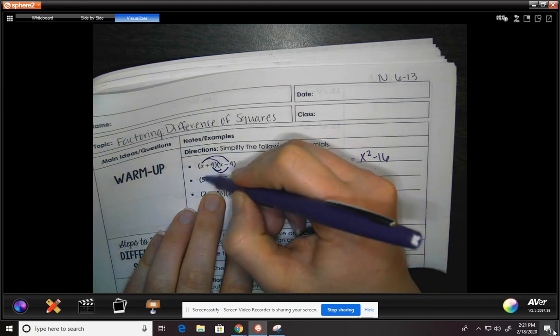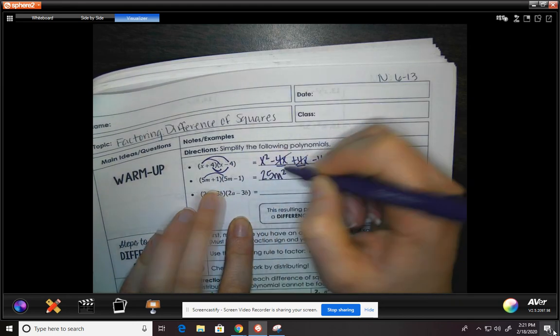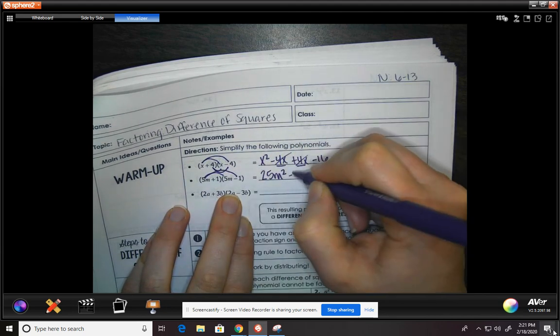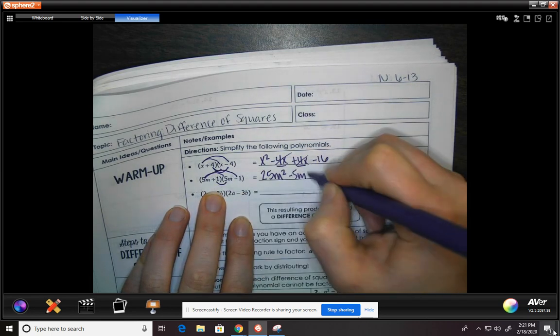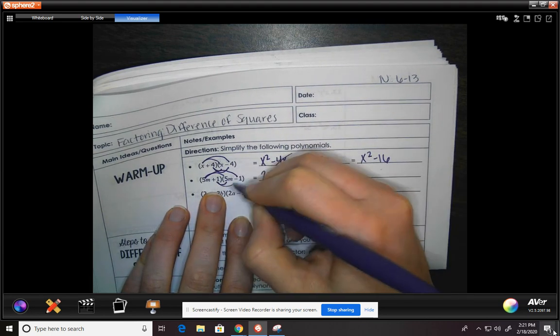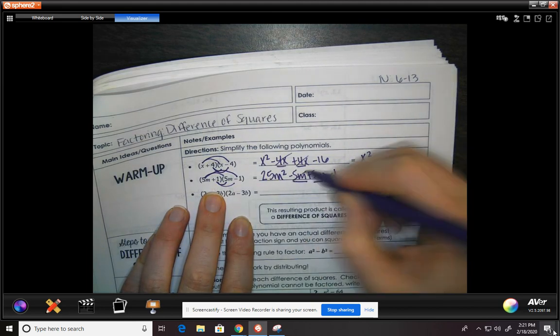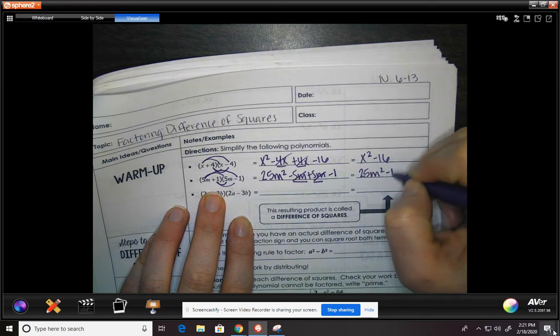Okay, second one, 5m times 5m. This becomes 25m squared. 5 times 5, add your m's. 5m times -1 is a -5m. Moving to the 1 times 5m is a positive 5m, and 1 times -1 is -1. The m's combine, and a -5 and a positive 5 cancel to give me 25m squared minus 1.